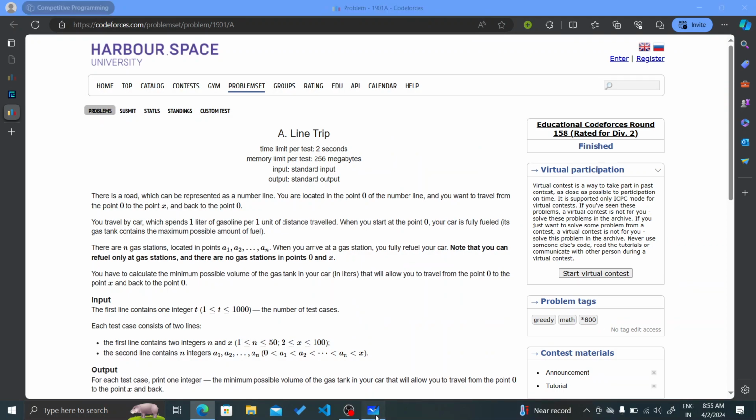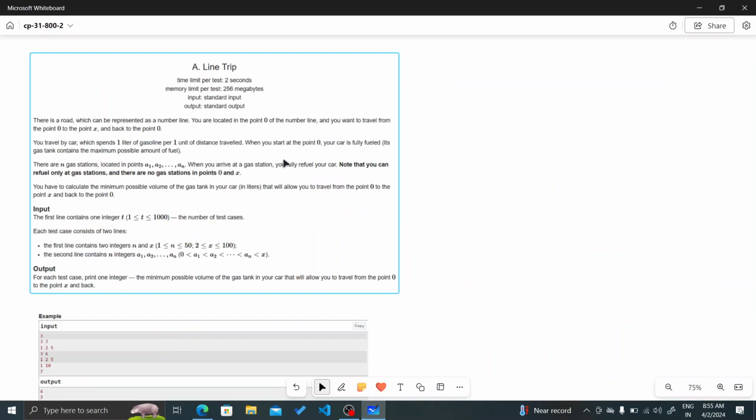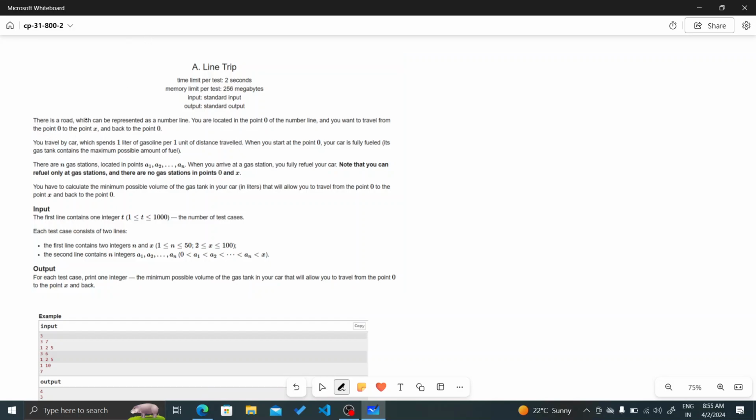Okay, so I have this question on my whiteboard. Let's solve it. Let's start by first understanding the question. There is a road which can be represented as a number line. You are located at point zero on the number line. You want to travel from point 0 to the point x and back to point 0.